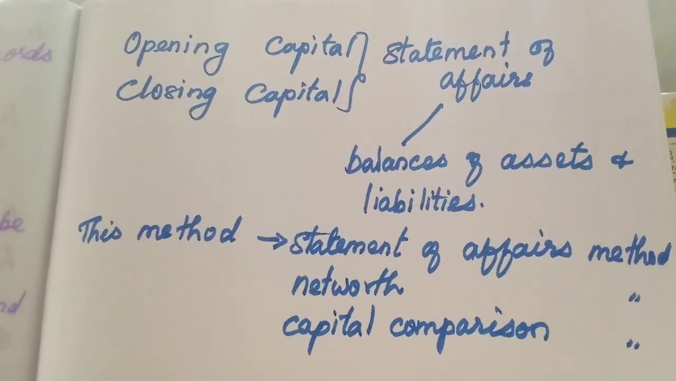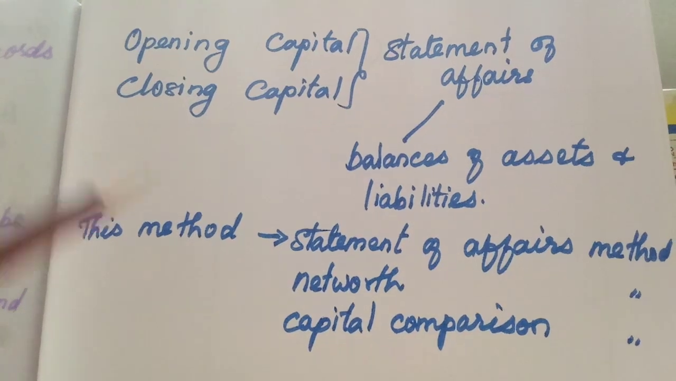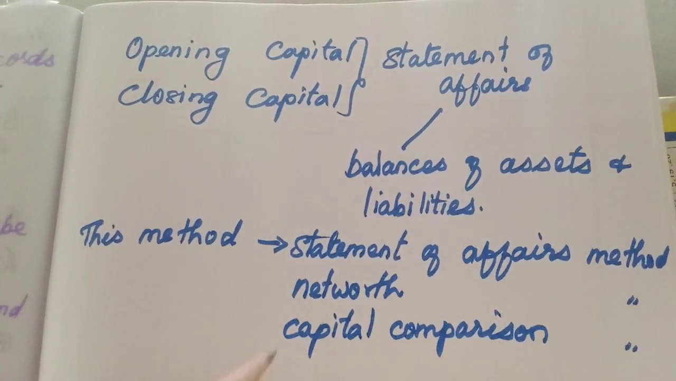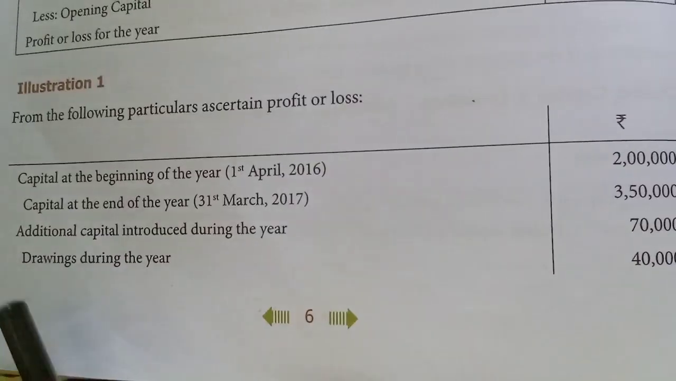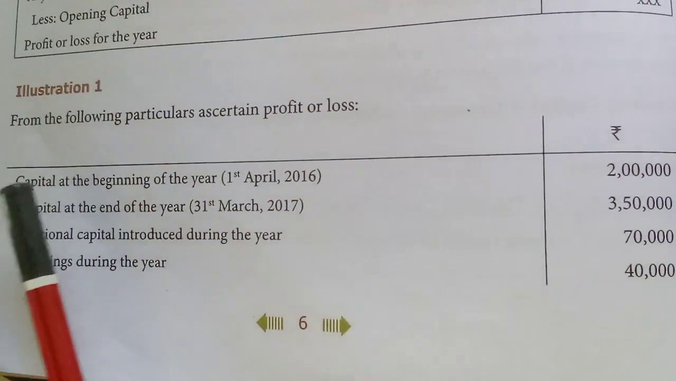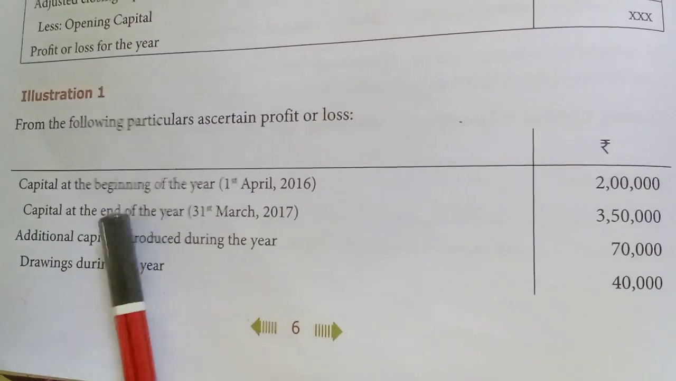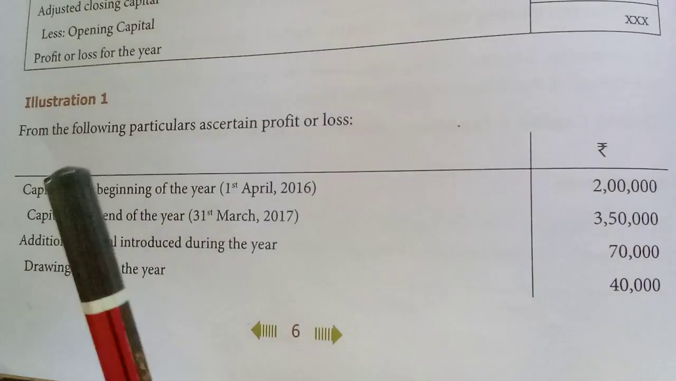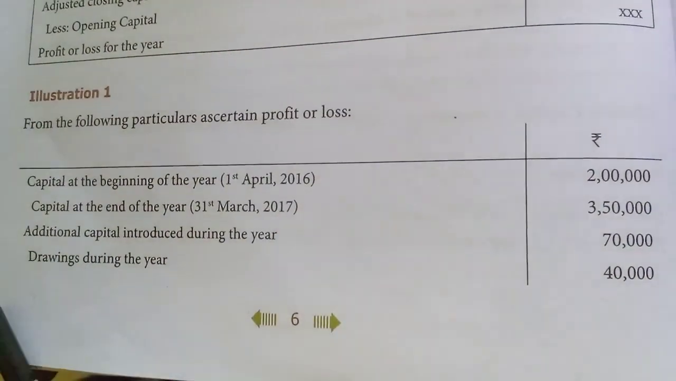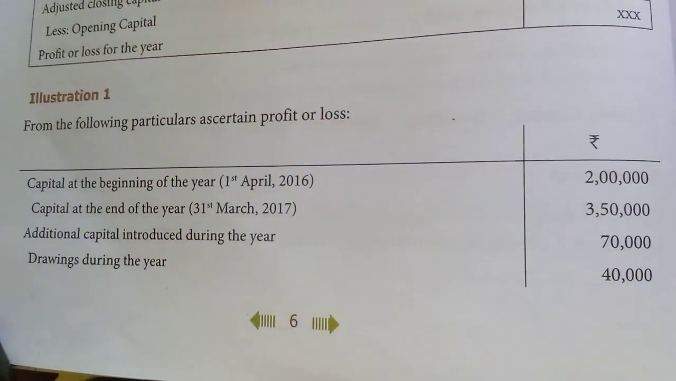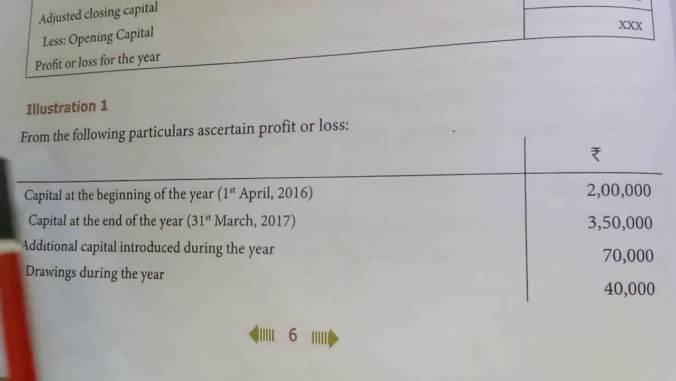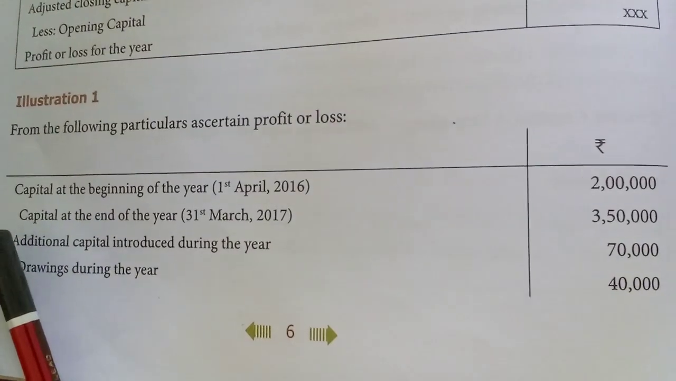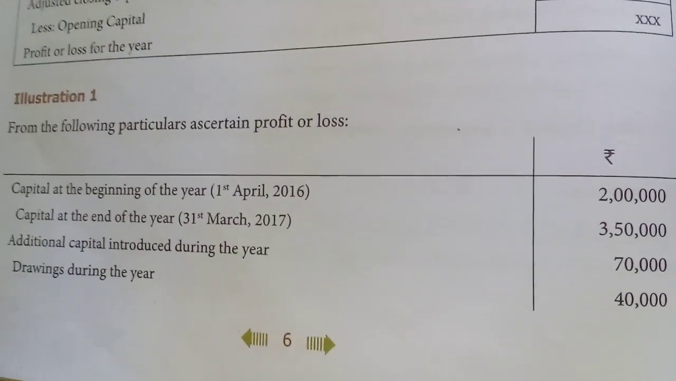Now we can see how the problems are done in this method, the capital comparison method. Okay, students. First I will explain how an illustration is done. We will see the first illustration from the book, and I will show you how it is done, and then I will explain the first exercise. I think you all have your book. You can keep it open and follow when I am reading this illustration.